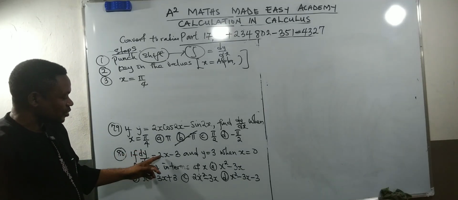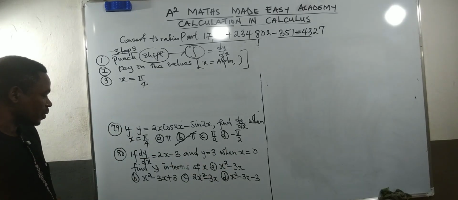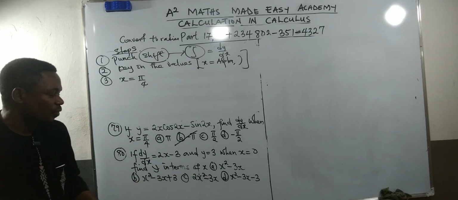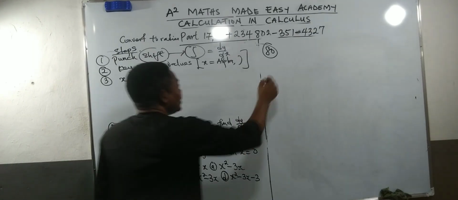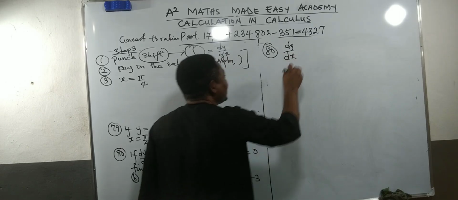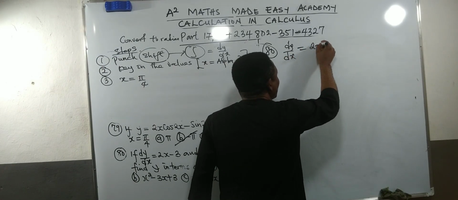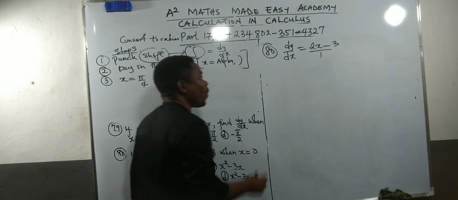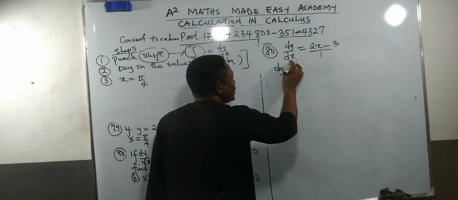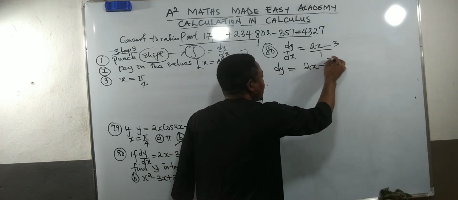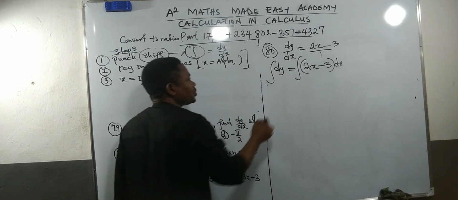If dy/dx is 2x minus 3, are you there? And y is equal to 3 when x is 0. The question says find y in terms of x. Now look at the last one, number 80. I told you when the question starts with dy/dx, what comes to your mind is integration. They are giving us dy/dx to be 2x minus 3. Call this over 1. Cross multiply. dy times 1 will give you dy. dx times this will give us 2x minus 3 under dx. Integrate both sides of the equation.